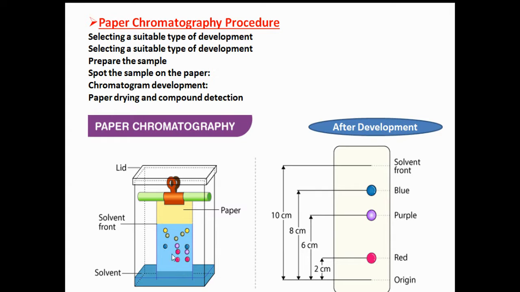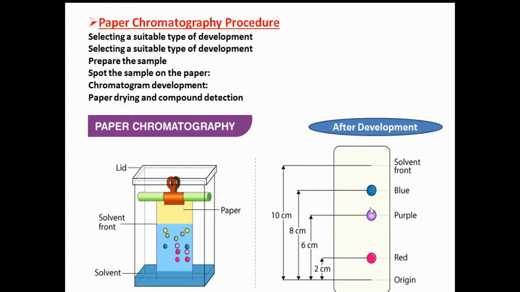And slowly, because of the various affinities of the components present in the mixture towards the mobile phase and the stationary phase, after some time you can see different spots which are scattered like this. Thereby the separation of the components takes place. And then after the development, as the solvent travels up to 3/4 of the distance, we have to take that paper and dry it.